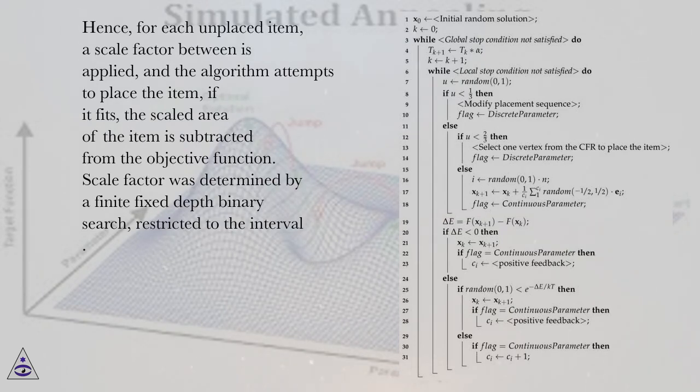Hence, for each unplaced item, a scale factor between is applied, and the algorithm attempts to place the item. If it fits, the scaled area of the item is subtracted from the objective function. Scale factor was determined by a finite fixed depth binary search, restricted to the interval.